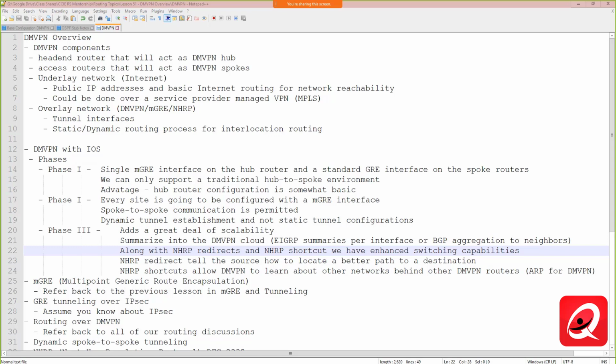Overall, though, the end result of a DMVPN hub and spoke network is that we have reachability between the hub and the spokes, and we have reachability between the spokes. It's a relatively simple configuration. DMVPN is not really that complicated to configure. However, probably the biggest implications that you're going to see are based on how the routing process works over that DMVPN network, and that's really where all the key design considerations come into play.